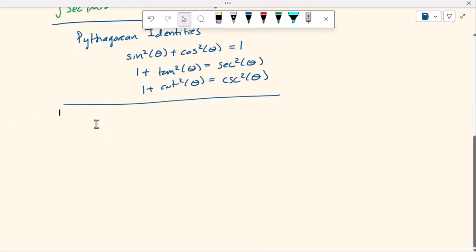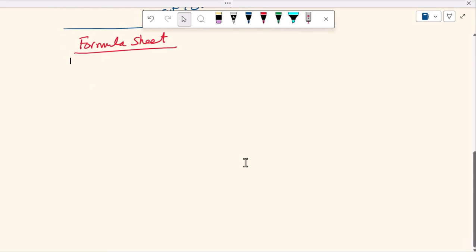A couple of formulas that I wouldn't expect that you would know would be on a formula sheet, and I'll be providing a formula sheet for every exam because there's a lot of trig identities and some things that I wouldn't expect that you would have memorized. One of them would be the sine of 2 theta is equal to 2 sine theta cosine theta.